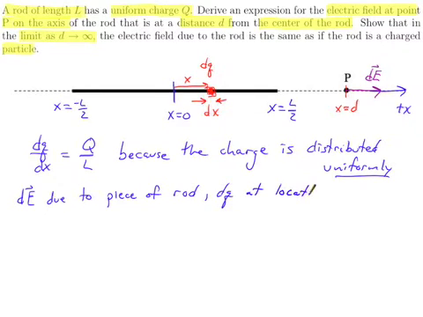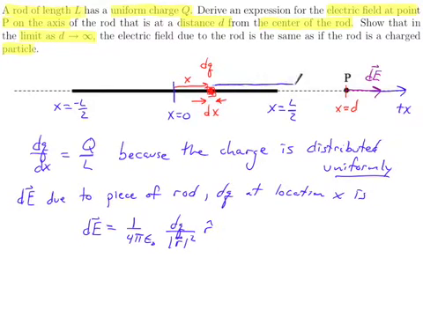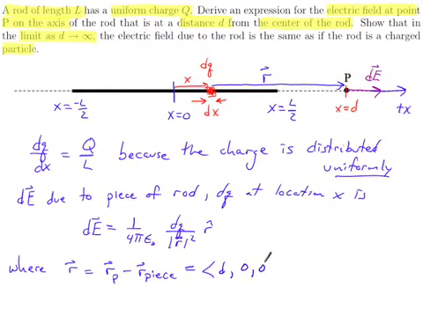Now let's find the electric field due to a single piece of the rod. We just use the electric field due to a point particle. It's 1 over 4 pi epsilon naught times the charge over the distance squared. The piece is located at the location x. Therefore the vector r from the piece to the point P will be the position of the point P minus the position of the piece. This is just the distance d minus x in the picture.